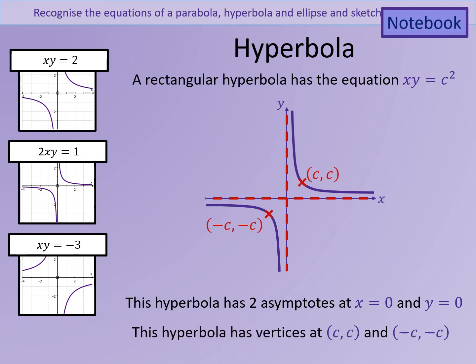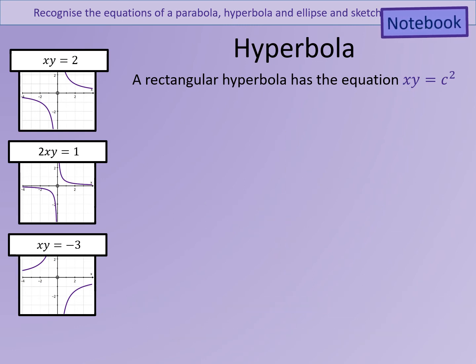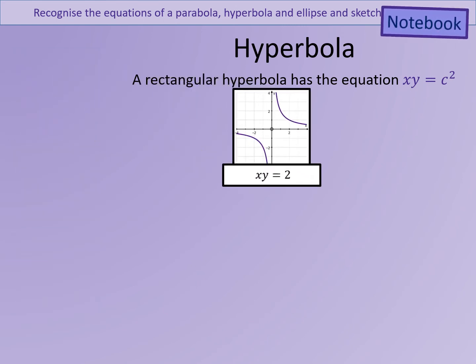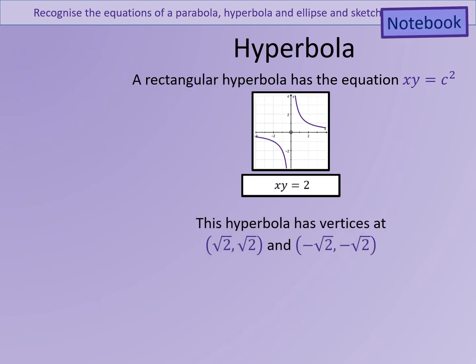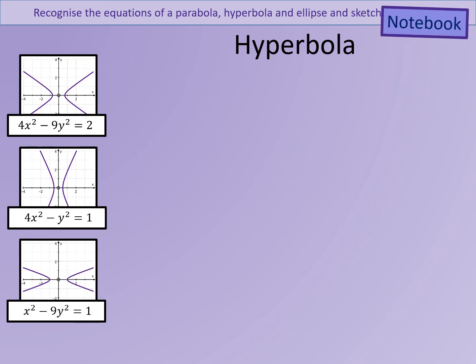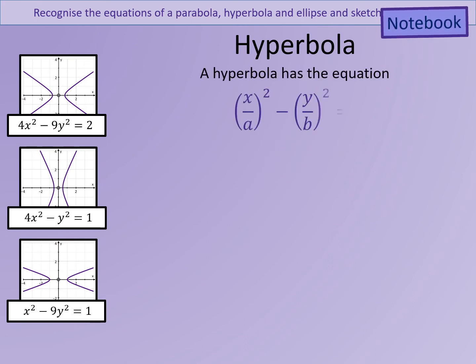It also has vertices. These are the closest points to the origin. They are at (c, c) and (negative c, negative c). For example, this hyperbola here has vertices (root 2, root 2) and (negative root 2, negative root 2). The other type of hyperbola here has this equation. You'll notice it's almost the same as the ellipse equation, except there is a minus in between the two terms instead of a plus.